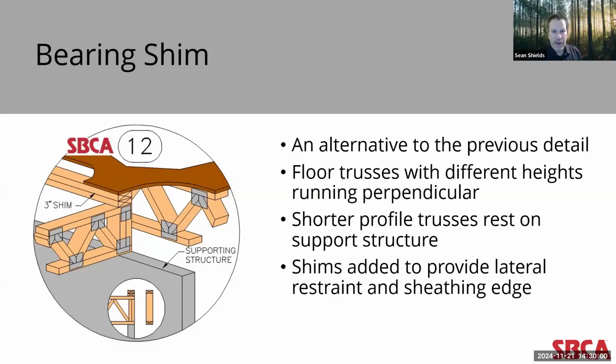In this detail, a bottom chord bearing truss with a shorter profile bears entirely on the limited bearing area of the supporting structure, and the deeper floor trusses then run perpendicular to the supporting structure. To effectively accommodate the drop and to provide lateral restraint to the trusses bearing on the support structure, 3 inches of shims are called out. Again, just like in the previous detail, these shims provide an effective edge for affixing floor sheathing.